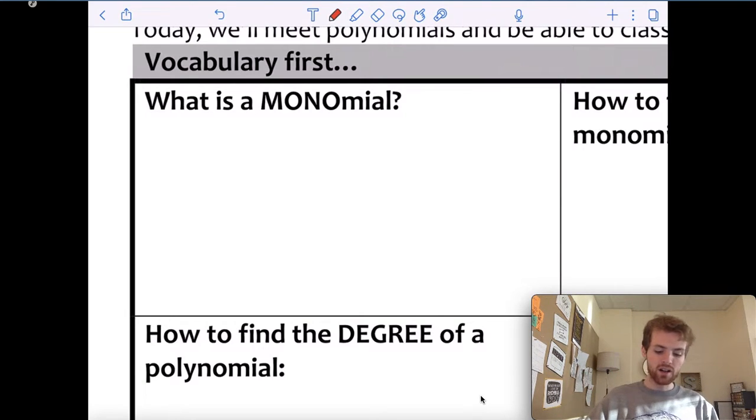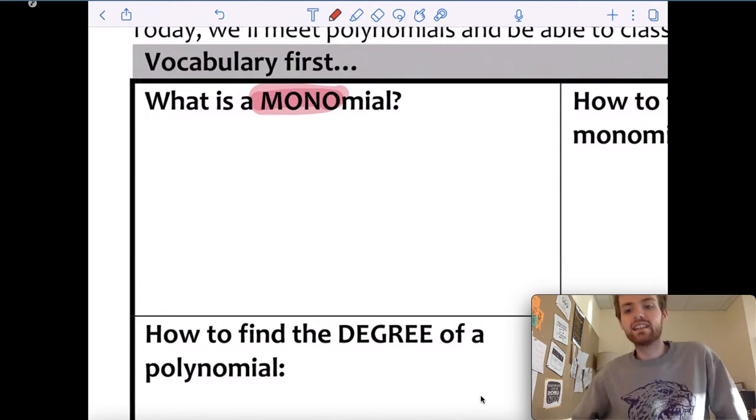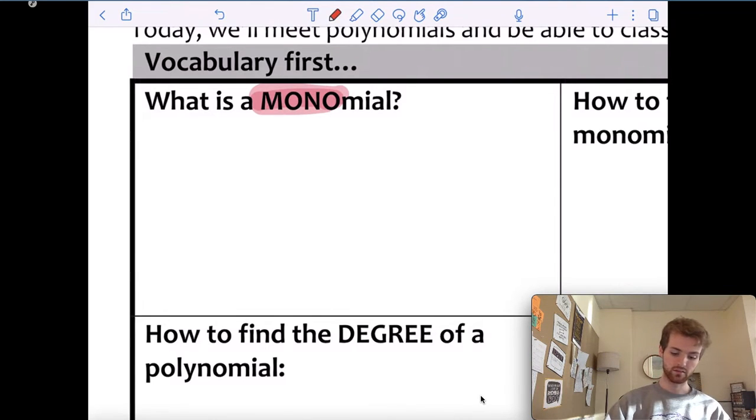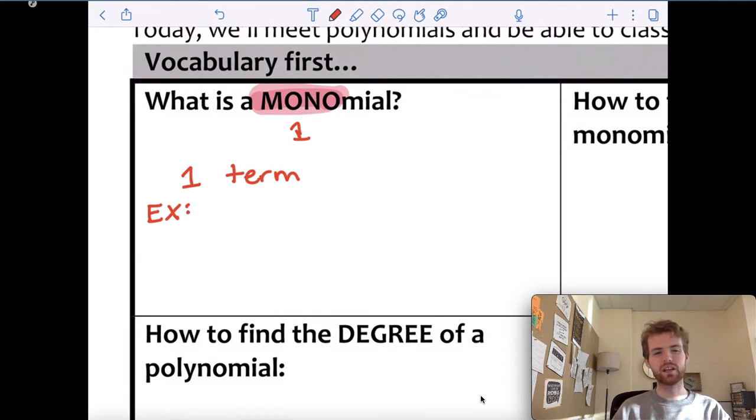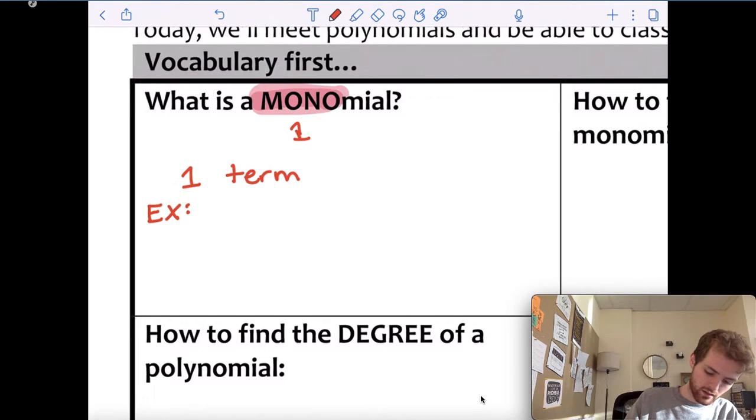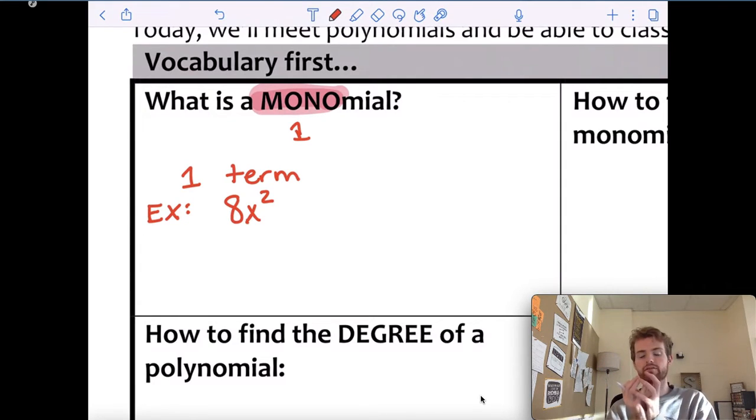Okay. Monomial. Maybe you're brilliant English learners or knowers, and you know this mono is a prefix meaning one. A monomial means one term. Now, maybe you're confused what a term is. Here are some examples of a term. A term is one group of numbers and variables. So here 8x squared would be an example of a monomial.